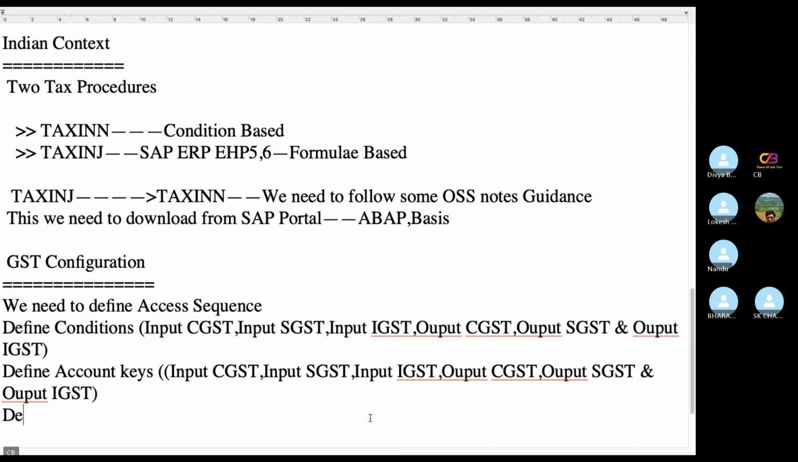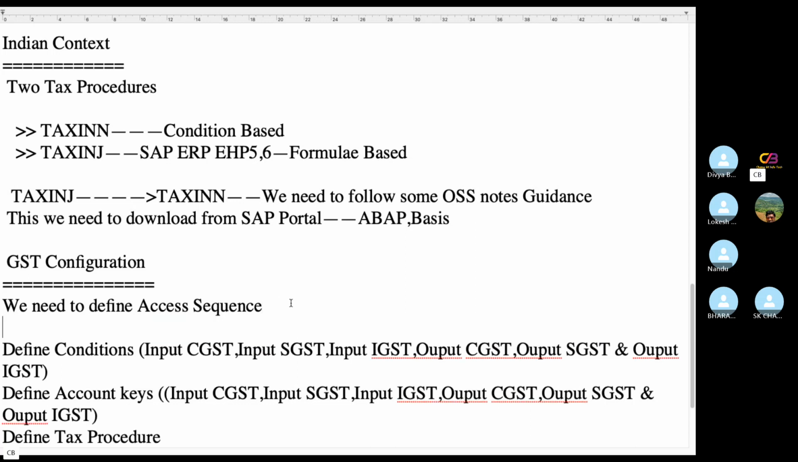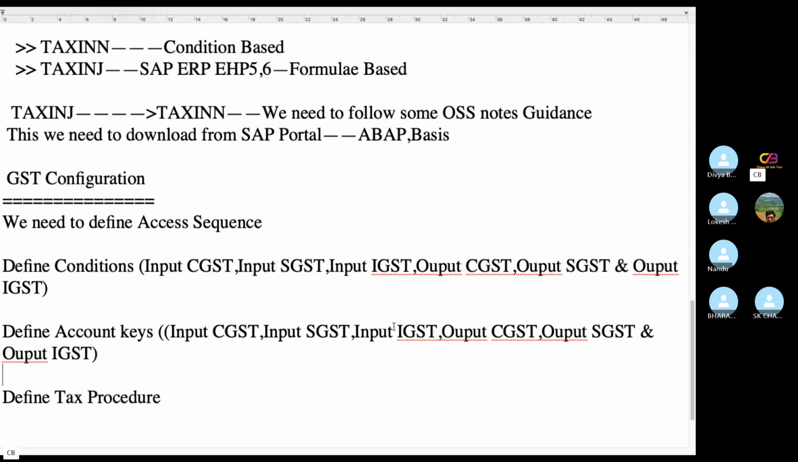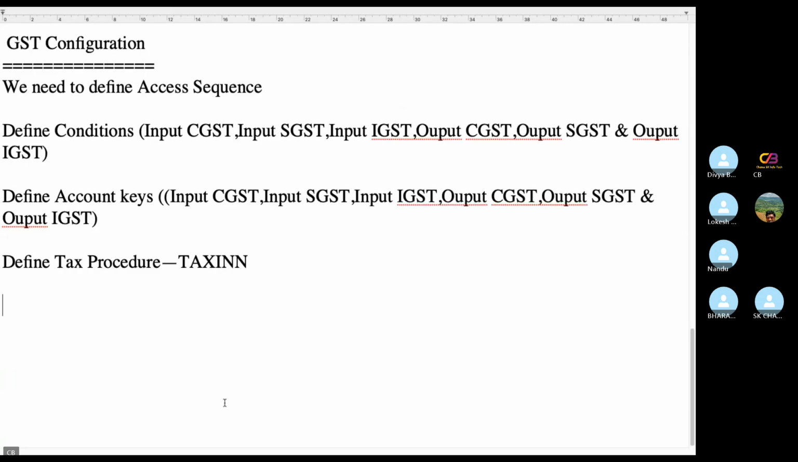Then define the tax procedure. These are all configurations we need to do. Generally, we follow the tax INN procedure. Then create GL accounts. So we need to create all these GL accounts.